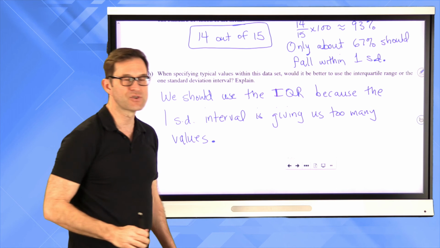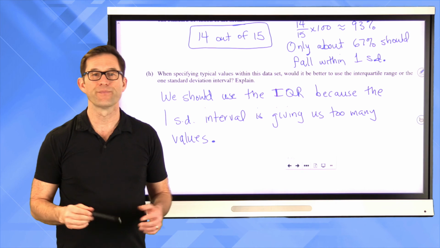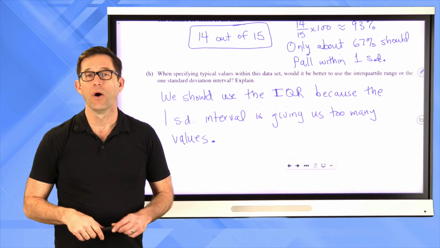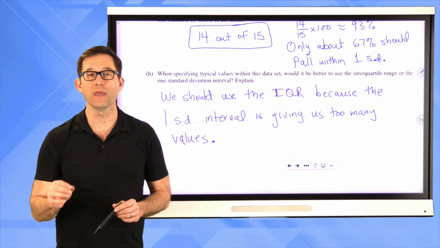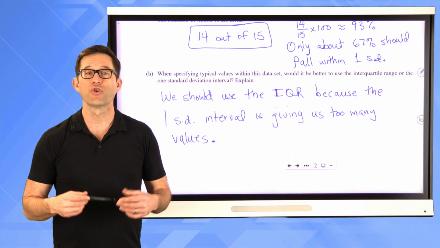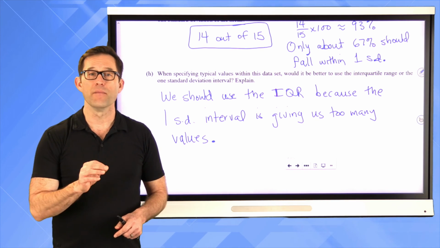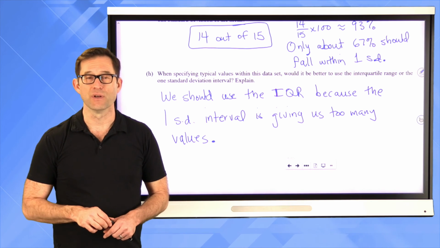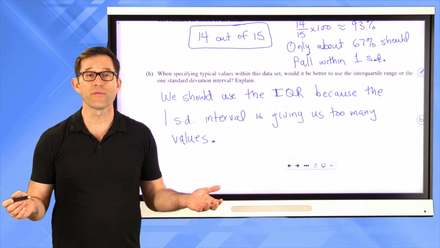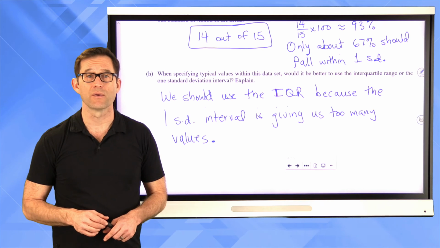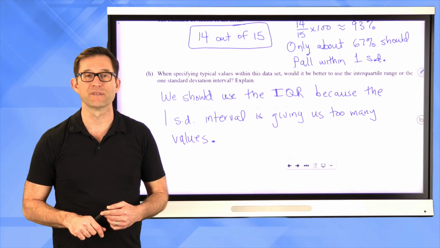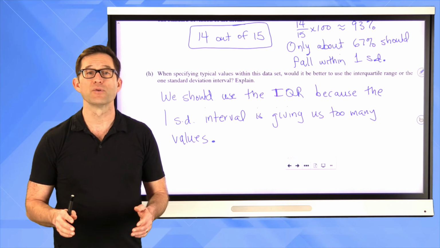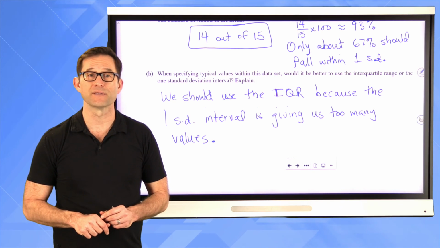And again, this just goes back to what we talked about in that first exercise, which is that if a distribution has a skew in one direction or an outlier in one direction, it is much better to use the median and the IQR to represent the data set than the mean and the standard deviation. On the other hand, if you've got a beautifully symmetric distribution, then it makes all the sense in the world to use the mean and the one standard deviation interval to represent typical values within the data set.